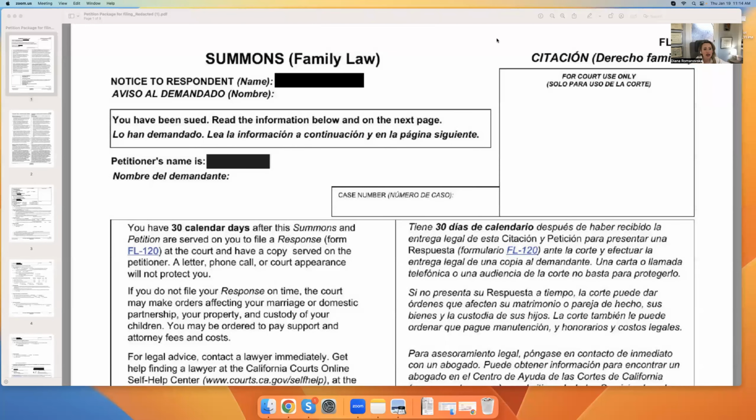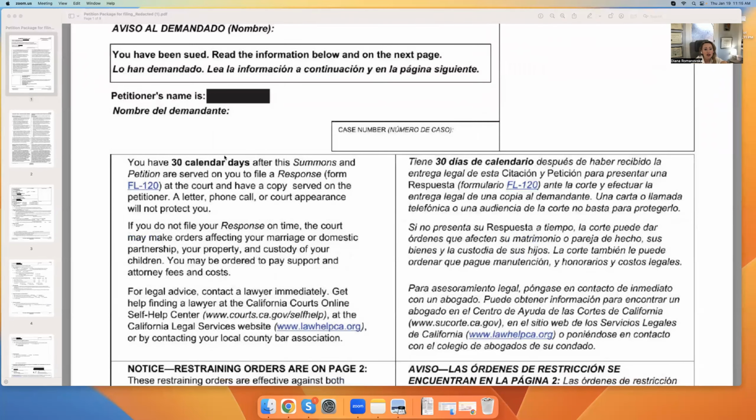All right, so now we need to start a case number. You are the petitioner. You would fill out a form FL-110, Notice to Respondent. So the other side's first name, last name right here, your first name, last name here.